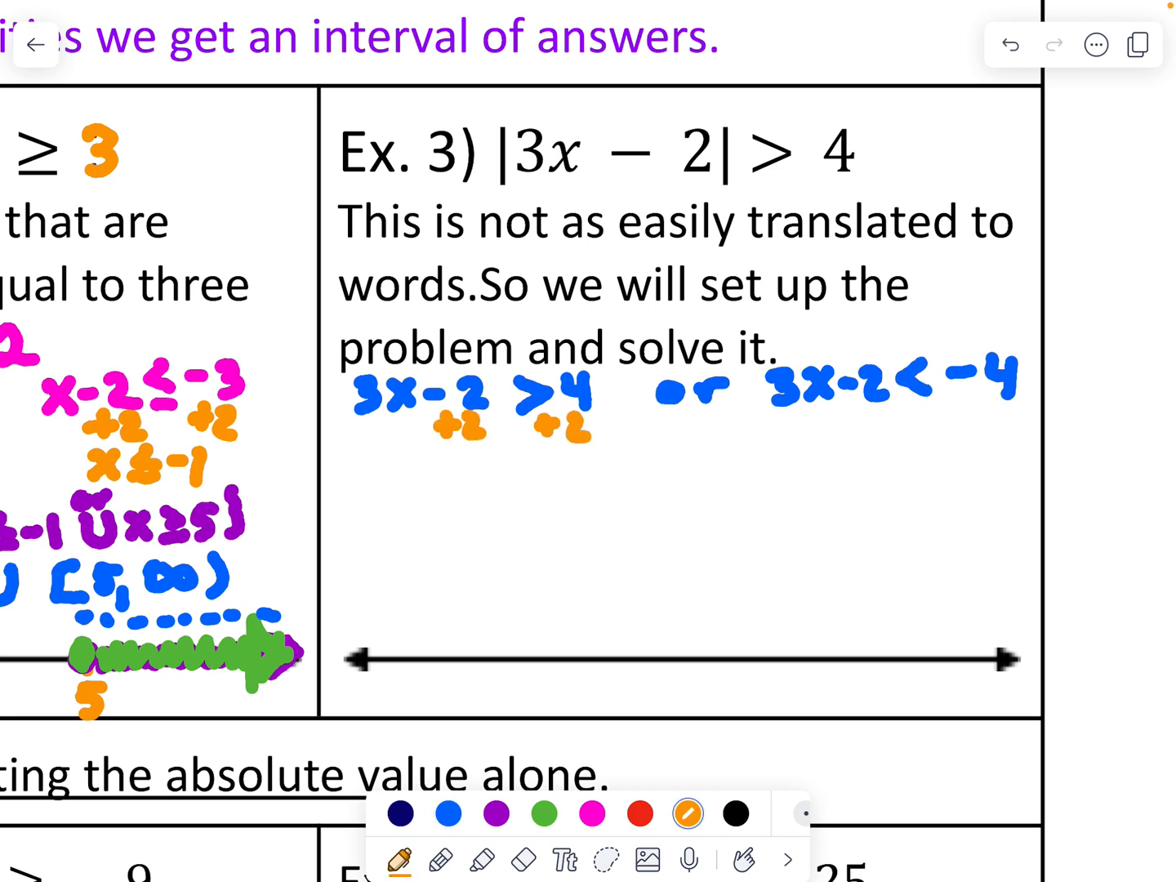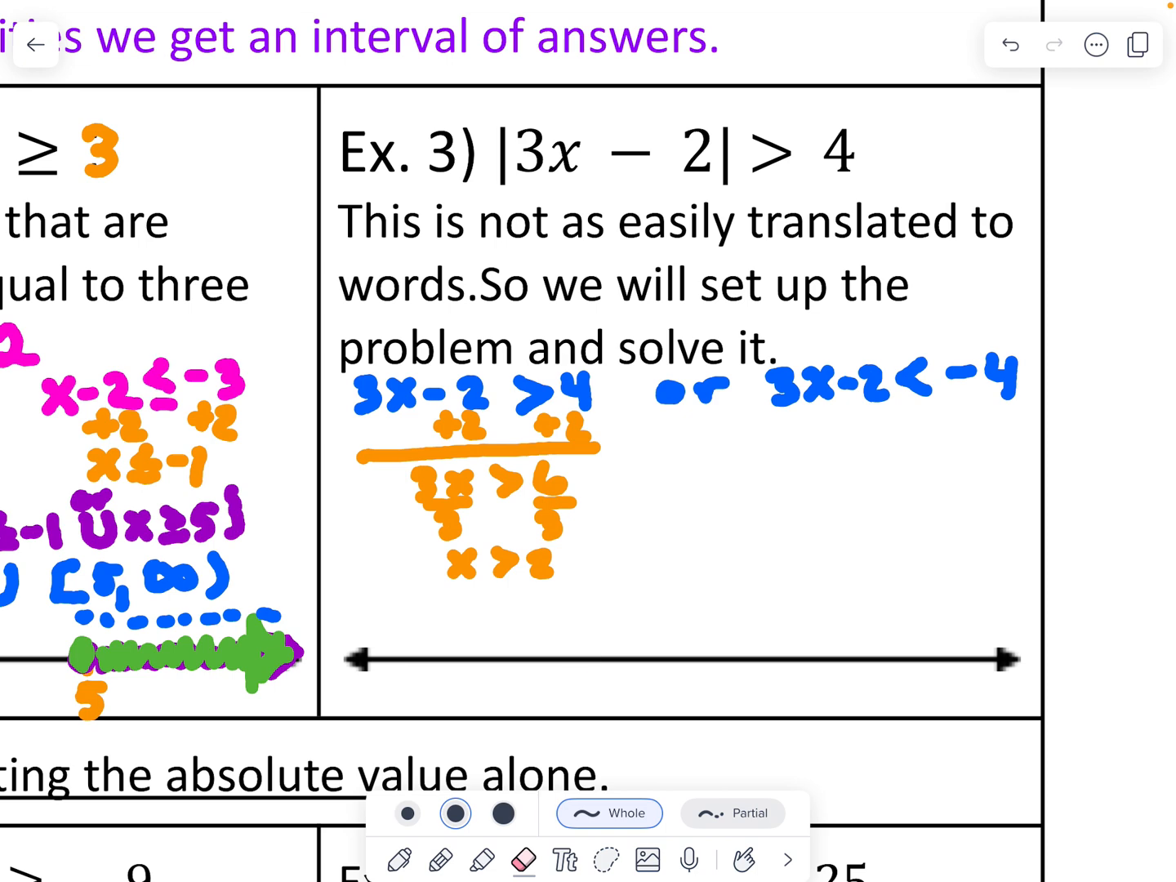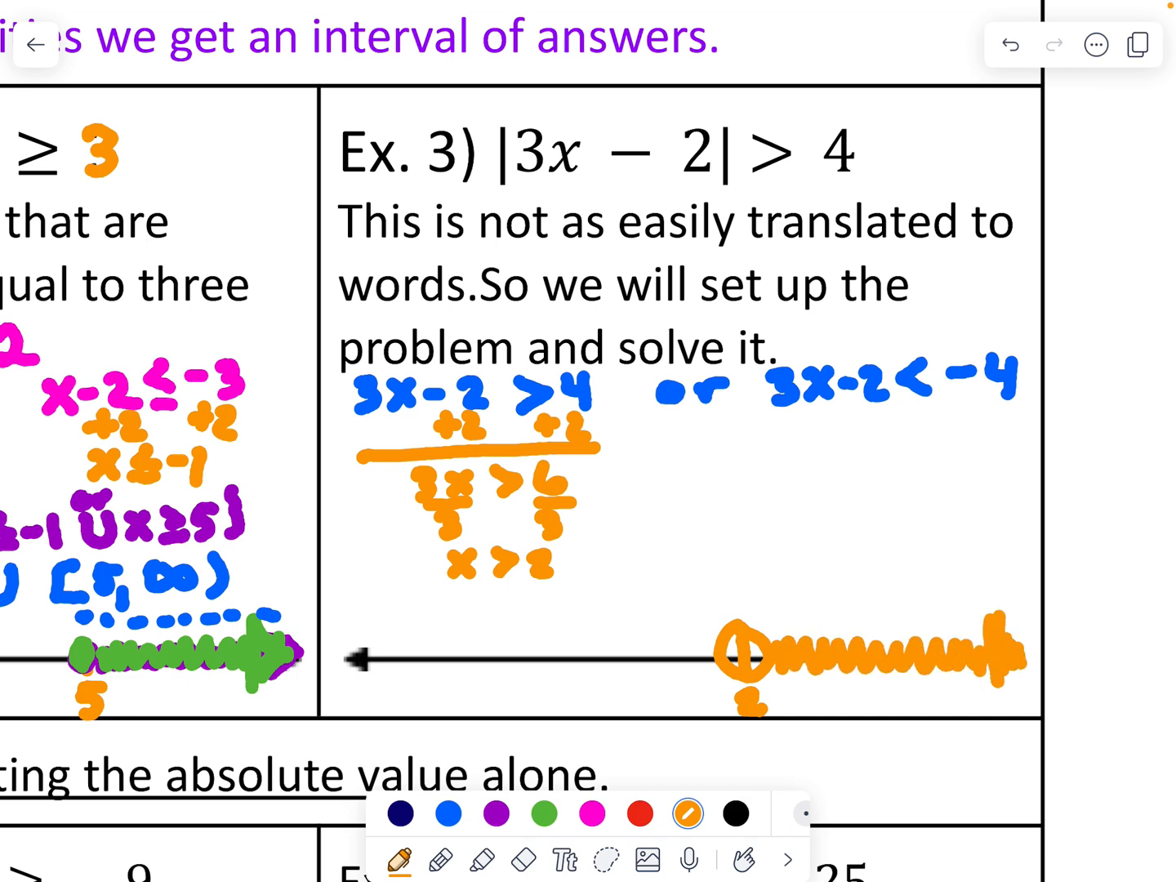Add 2. We have 3x is greater than 6. And then divide by 3. And x is greater than 2. So if we were going to look at values here, actually, let me erase this. We're going to say here's 2 is our superstar, and we're going to go greater than 2, and it's an or, so we're going to take everything. We're not going to overlap, so we can go directly onto the thing. And then we're going to have plus 2.